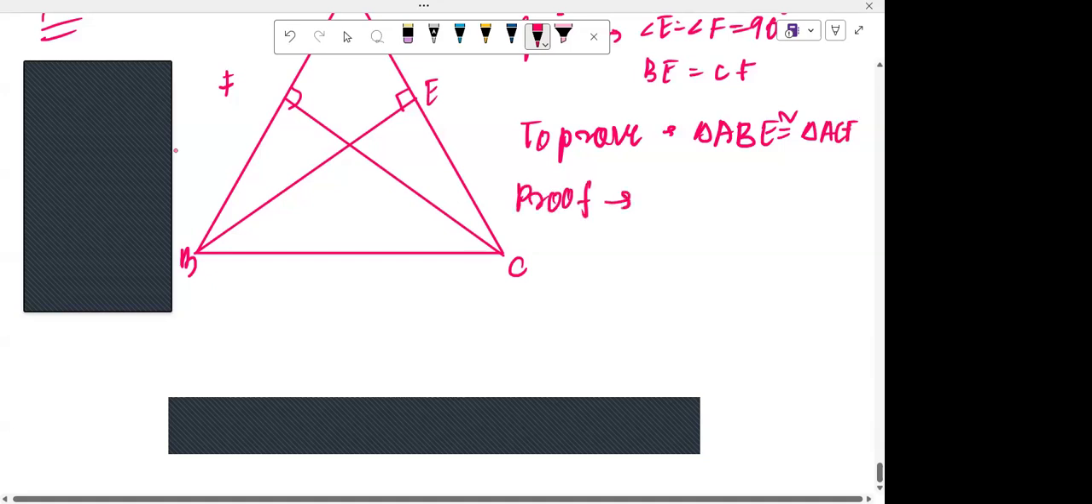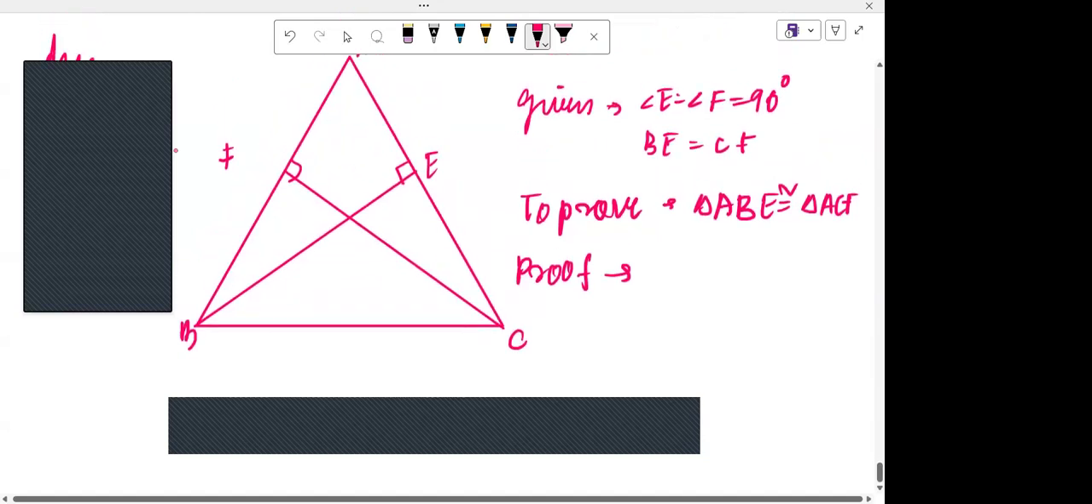Yes, ma'am. In triangle ABE and AFC, we have BE is equal to CF, which is given. And then common angle A for both triangles. And angle AFC is equal to angle AEB, which is given. What congruency are we using? Angle side angle.